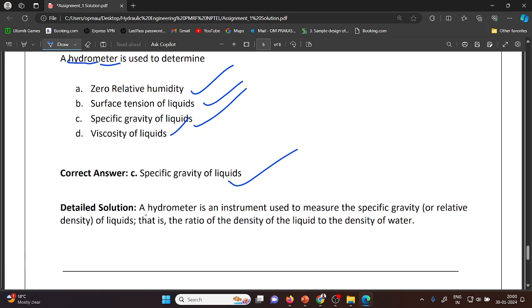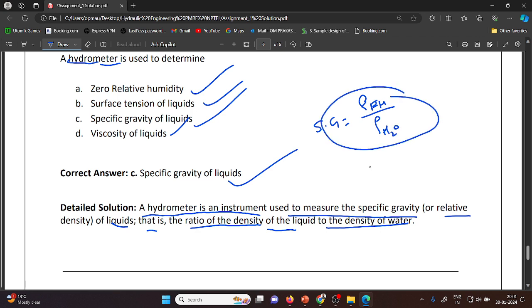A hydrometer is an instrument used to measure the specific gravity or relative density of a liquid, that is, the ratio of the density of the liquid to the density of water. That is the definition of specific gravity: the ratio of the density of any fluid to the standard density of water, H2O.